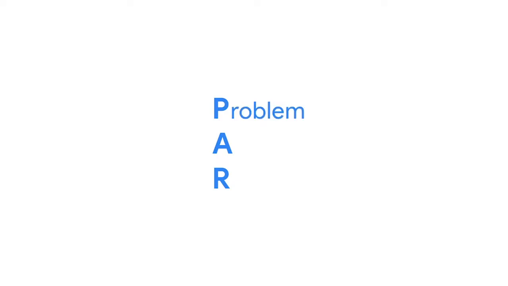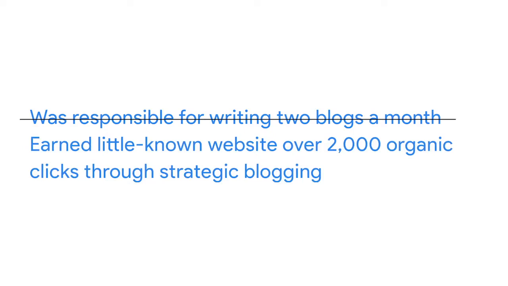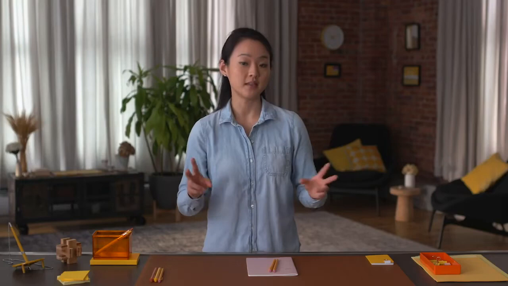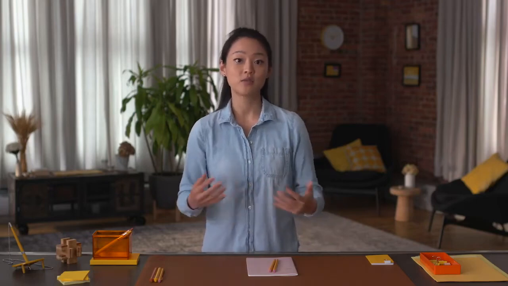or PAR statements. PAR stands for Problem, Action, Result. This is a great way to help you write clearly and concisely. So instead of saying something like, was responsible for writing 2 blogs a month, you'd say, earned little-known website over 2,000 new clicks through strategic blogging. The website being little-known is the problem. The strategic action is the strategic blogging, and the result is the 2,000 new clicks.